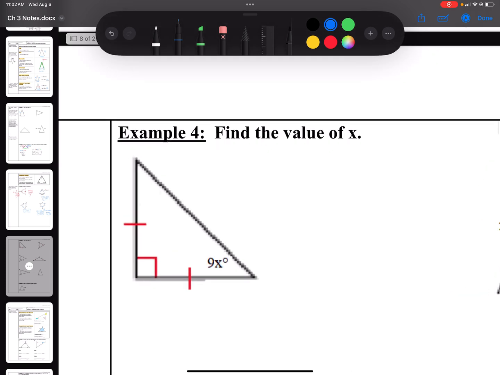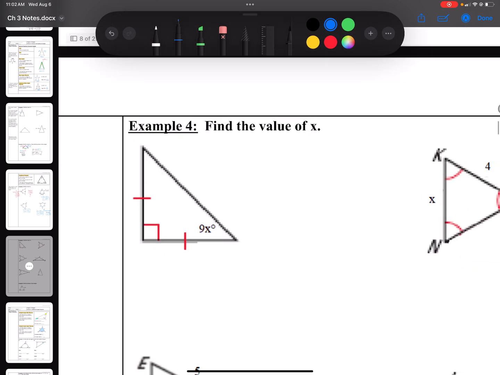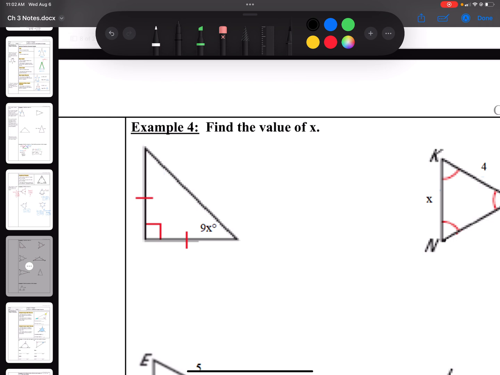Now, there is a shortcut for this one. I'm going to show both ways. I recognize that it's got 2 equal sides, which means it's isosceles, and it's a right triangle. And we did say that if it's isosceles and right, then the acute angles have to be 45. So the 9x has to equal 45. So x is going to equal 5.